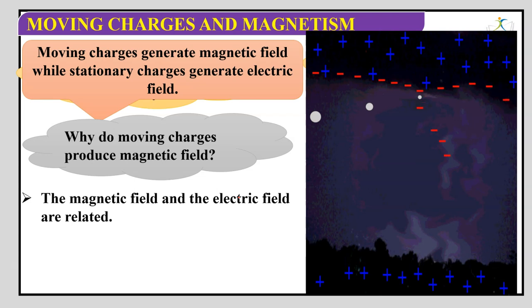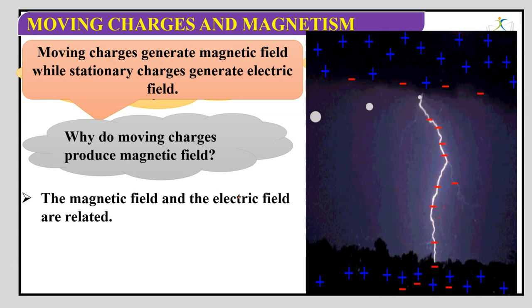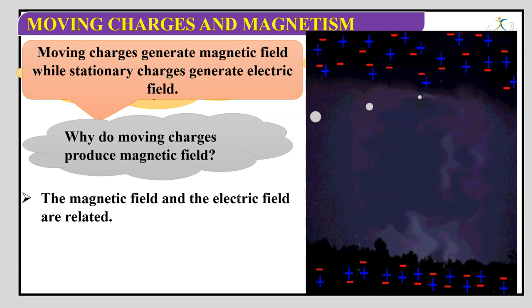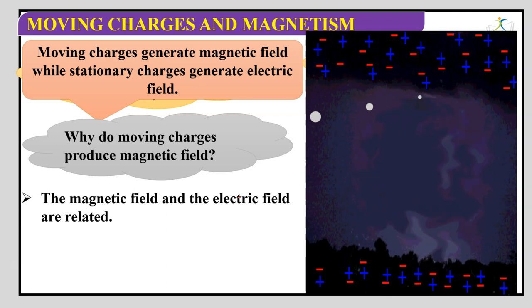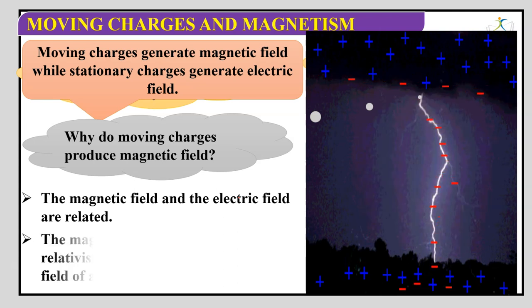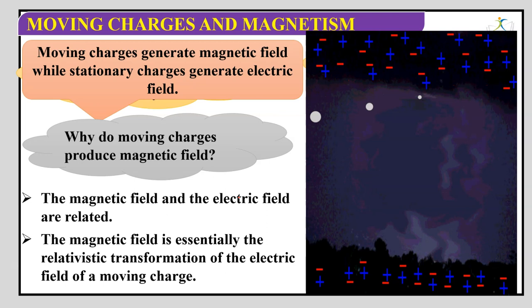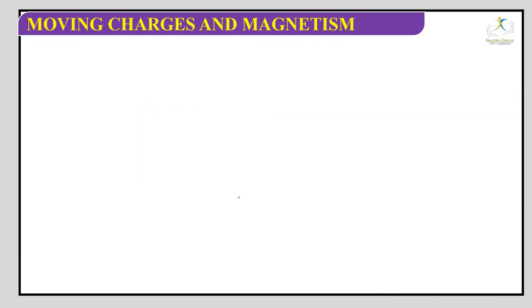So the magnetic field and electric field are related. As I told you earlier, when the electric field changes with respect to time, it produces magnetic field lines or magnetic fields. Similarly, when a magnetic field changes with respect to time, it produces an electric field, or we can say vice versa. So the magnetic field is essentially the relativistic transformation of the electric field of a moving charge.